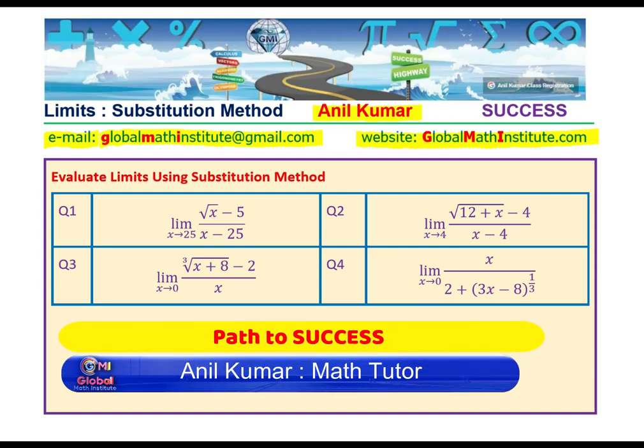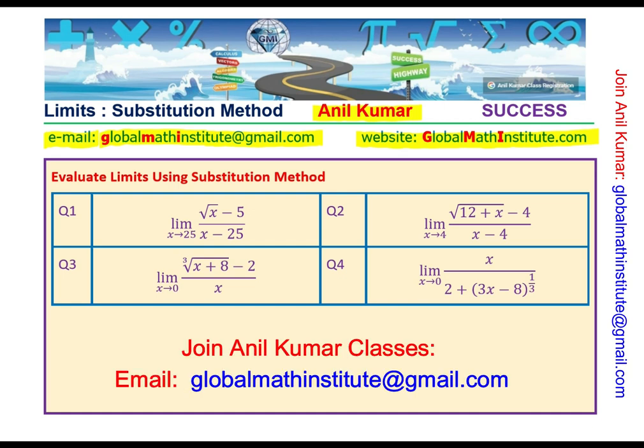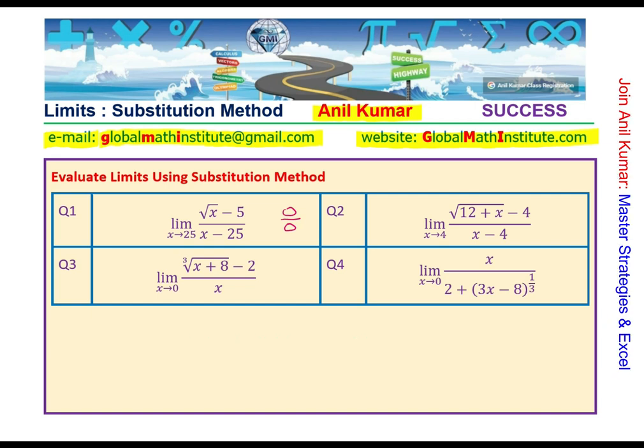Here are four questions. Let us see how we use the method of substitution to find the value of the limit of these indeterminates. As you know, all of them are indeterminates. If I substitute x equals 25, we get the form 0 by 0, which is an indeterminate. Here also, if I substitute 4, then 12 plus 4 is 16, the square root of 16 is 4, 4 minus 4 is 0, and in the denominator also we have 0. So you will check that all four of them are of the form 0 by 0.